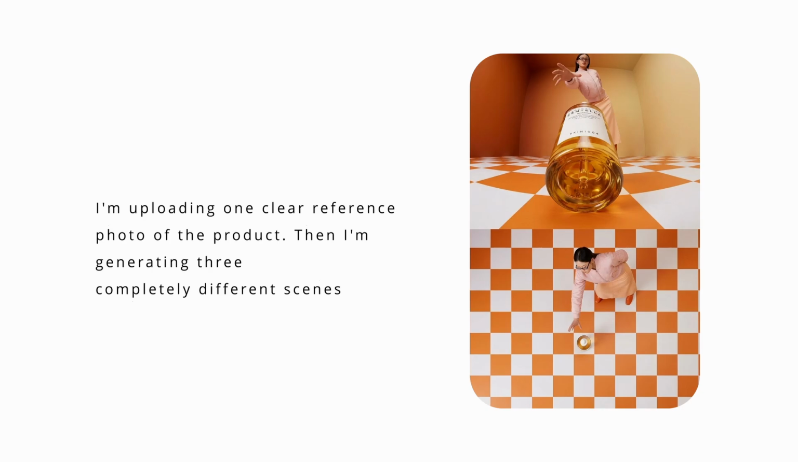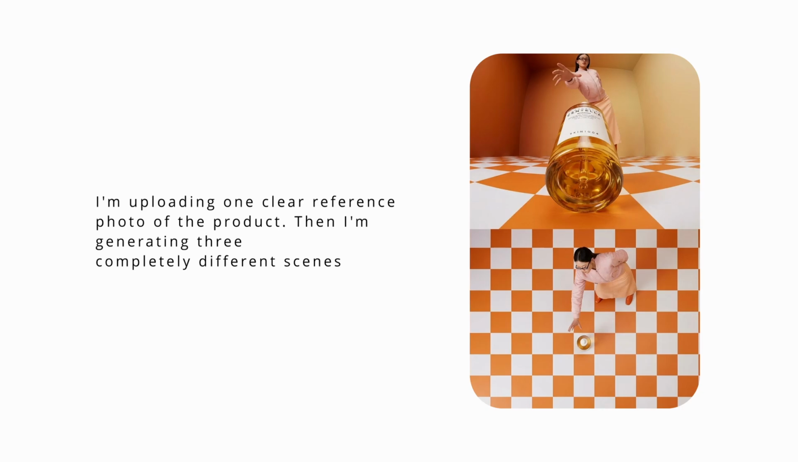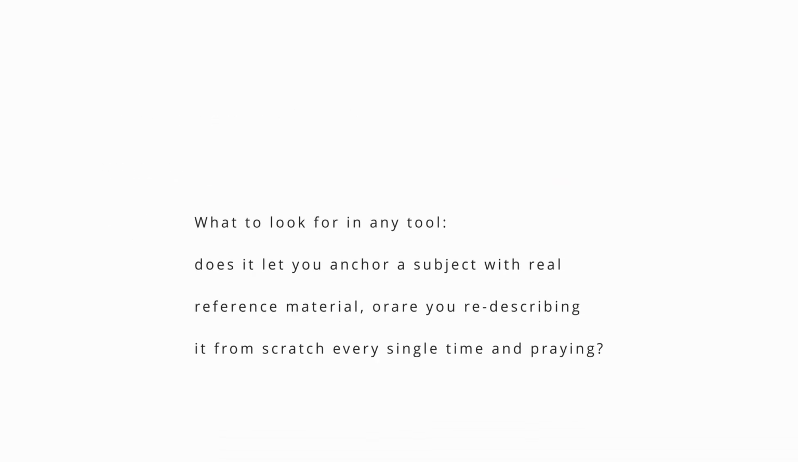I'm uploading one clear reference photo of the product and then I'm generating 3 completely different scenes. Different background, different lighting, different camera angles, using the same reference each time. Look at the label, the shape, the proportions across all 3. That's what locked in. Reference control actually buys you consistency you don't have to fight for. What to look for in any tool?